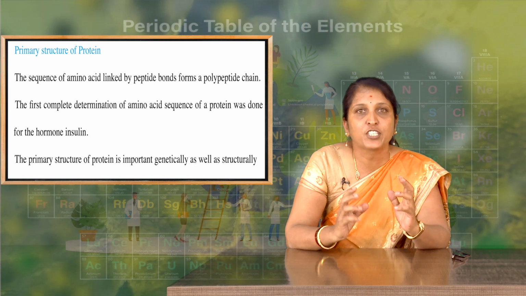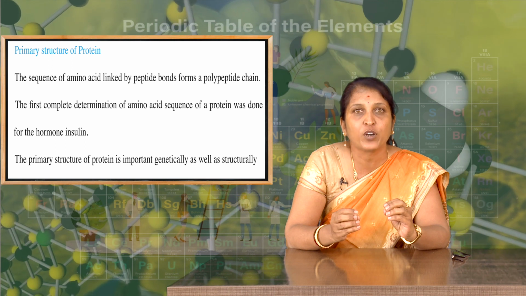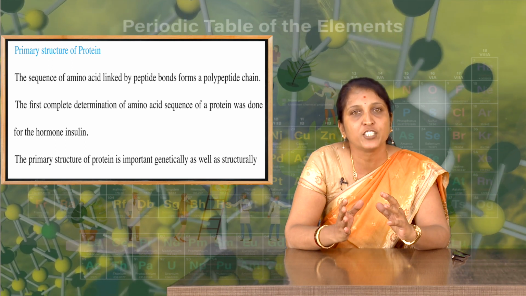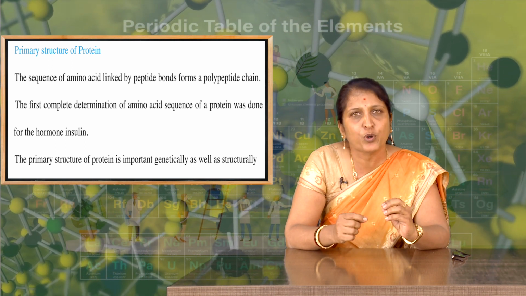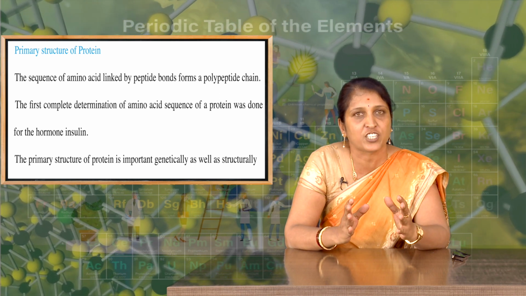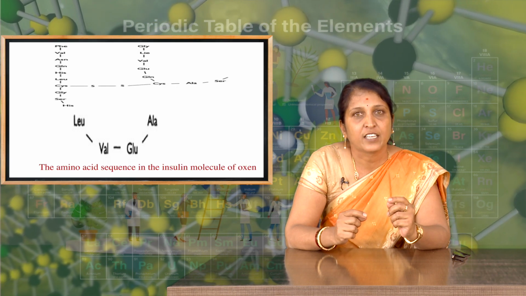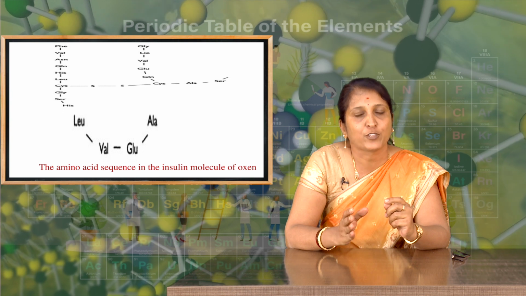The first complete determination of amino acid sequence of a protein was done for the hormone insulin. The primary structure of a protein is important genetically as well as structurally. This is the amino acid sequence in the insulin molecule of axon.